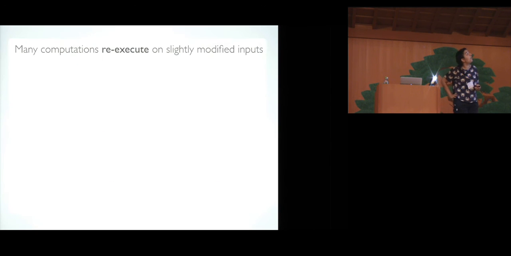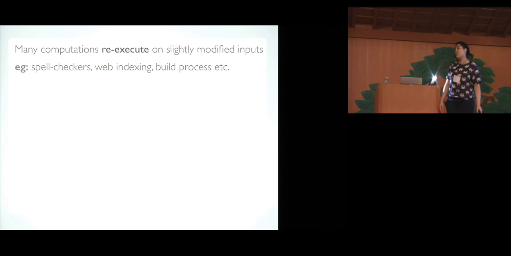And so when we look at many applications, we see that they are re-executed again and again on slightly changing inputs. The examples abound. For instance, spell checkers look for spelling mistakes as we make modifications to a text file, or search engines periodically crawl the ever-changing web. Another example is software build processes, which respond to source code changes as we develop our programs.